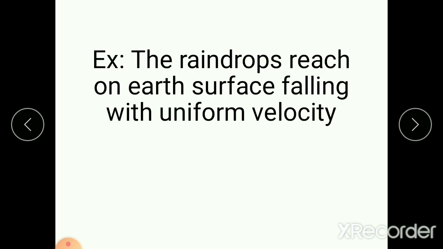Let's see an example. The raindrops reach earth's surface falling with a uniform velocity. Initially as the raindrops start falling, first its velocity increases due to the force of gravity, but very soon due to viscosity or friction and upthrust of air, the viscous force and upthrust balance the force of gravity on the raindrops, with the result that the net force on the drops becomes zero. Then the drops fall down with the uniform velocity called the terminal velocity.